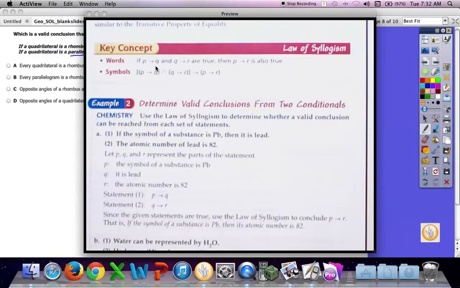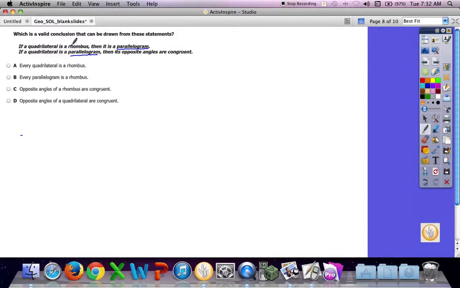Meaning, if you could tie the end of this statement to the beginning of that statement, then you could just make it an if P then R. That is exactly what we've got in this problem here. I can call this first one P implies Q, right? If the quadrilateral is a rhombus, then the quadrilateral is a parallelogram. If the quadrilateral is a parallelogram, then its opposite angles are congruent.